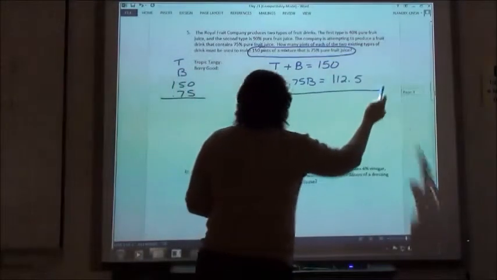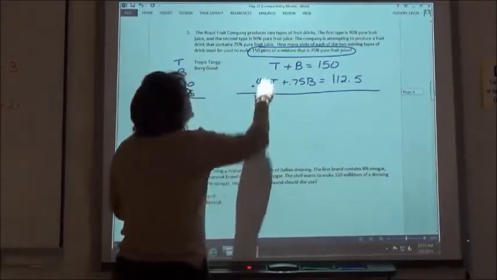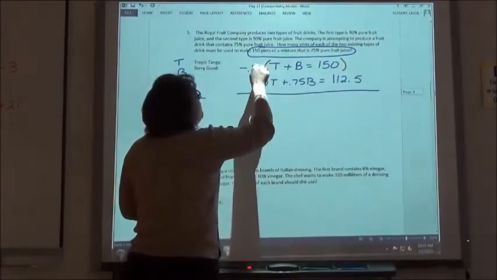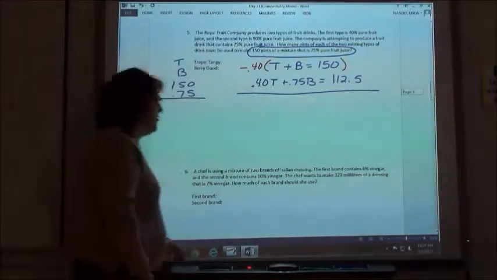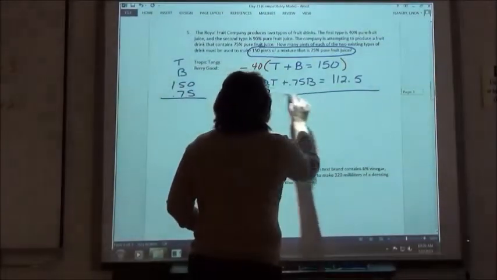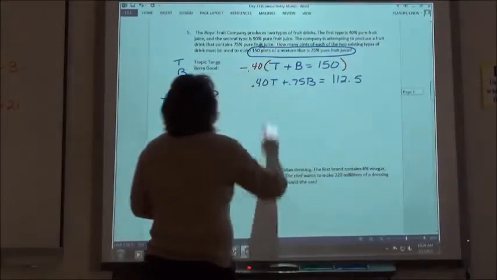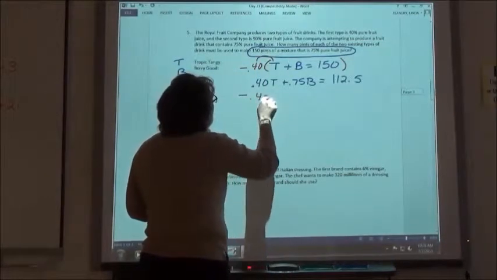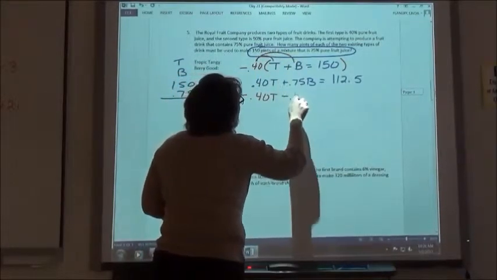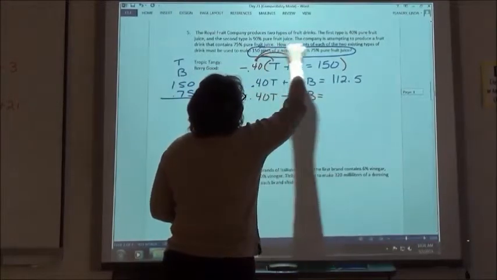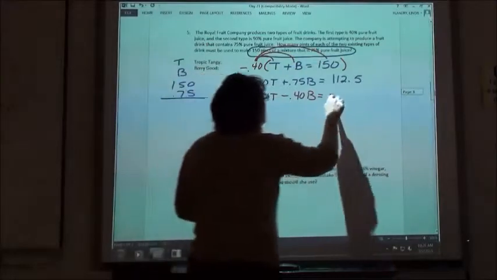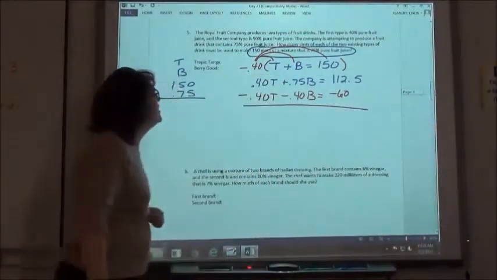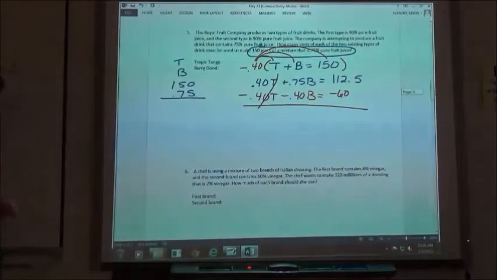So if we want to solve this by the addition method, we're going to take our top equation times negative 0.40 so that we can make opposites. Multiplying that out, negative 0.40 T, negative 0.40 B equals, what's negative 0.40 times 150? Negative 60. Adding our equations together, the T's are going to cancel out.